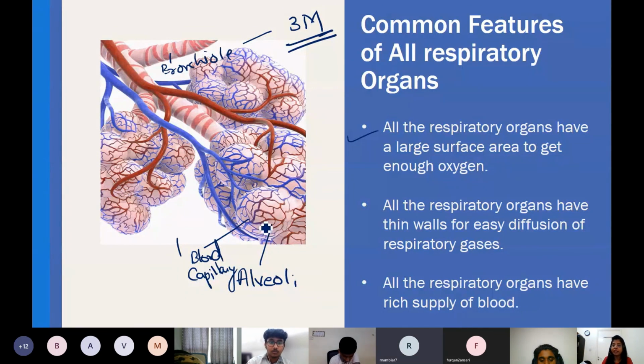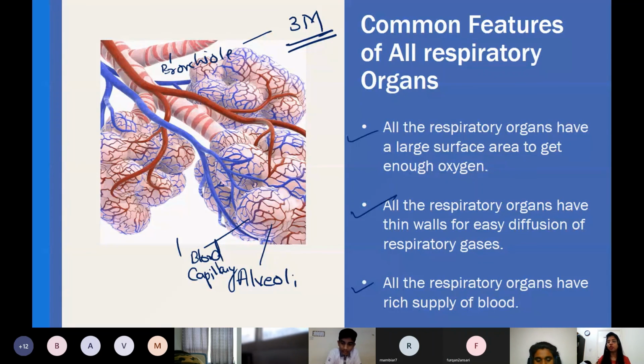And these alveoli are very thin so that easy diffusion of gases can happen, so that oxygen from the alveoli can be given to the blood capillaries. That's why the alveoli wall has to be very, very thin. And all the respiratory organs have a rich supply of blood. The alveoli are provided with a rich supply of blood, and a lot of blood capillaries are present. This is true not only in human beings but also in gills and the tracheal system, so that oxygen can be captured.